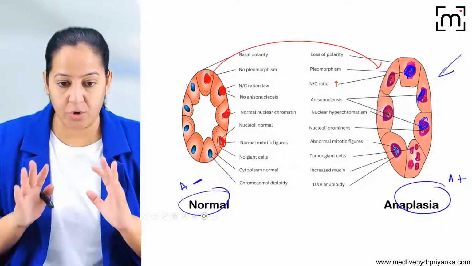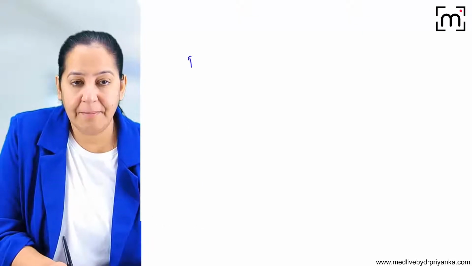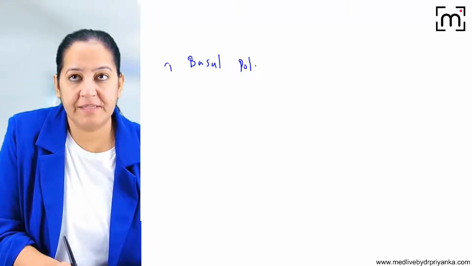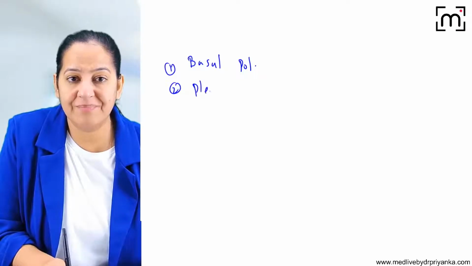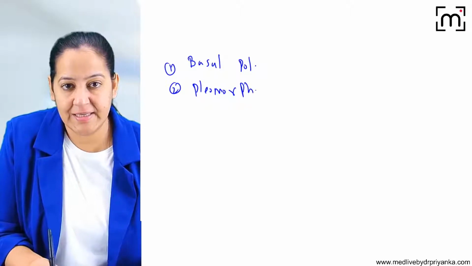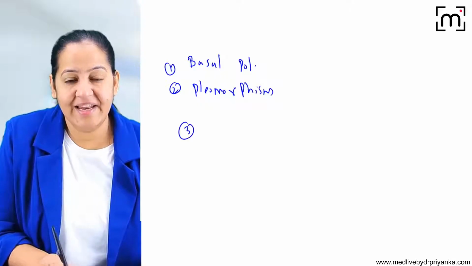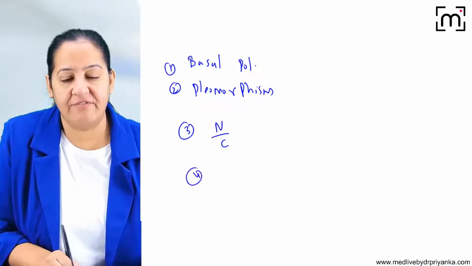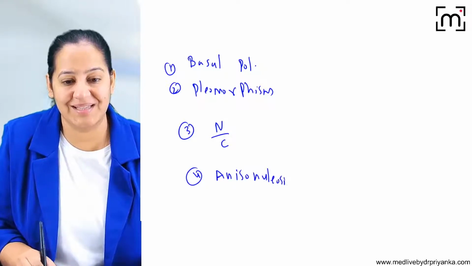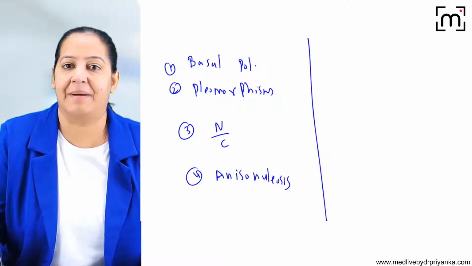So till now I have taught you 4 features. What are the 4 features? You tell me. Basal polarity. After basal polarity, I taught you pleomorphism. After pleomorphism, we have seen the N:C ratio. And after that, we have seen anisonucleosis.